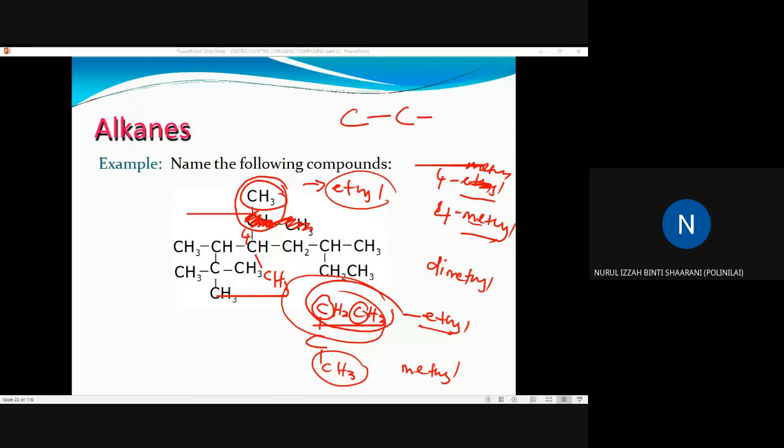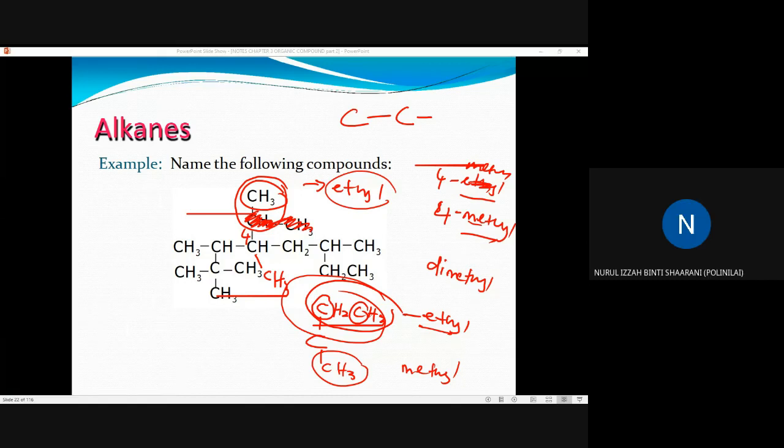Methyl octane. 2, 2, 3, 4, 6 methyl octane. Okay, Ain Syakilah. Cuba tengok dekat karbon nombor 4 tu. Baru kita cakap tadi. Methyl juga ke tu? Oh, sorry madam. Ethyl.